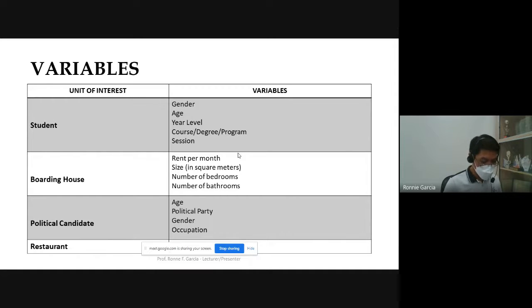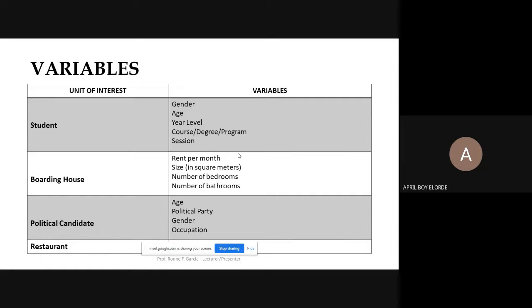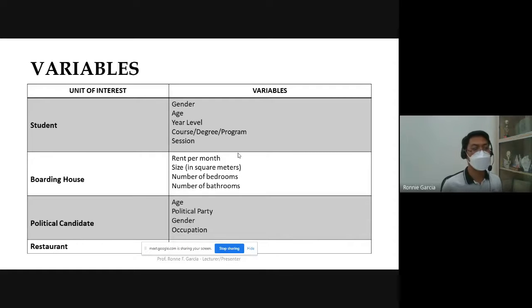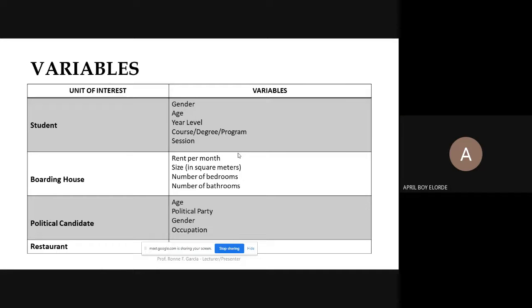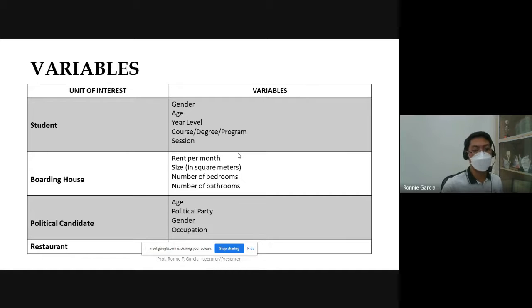Another one from April Boy. Yes, sir. Do you have more answers? Kuan sir, design sir. Design of the boarding house. So pwede nimo i-classify, yes, unsay mga different designs nga available sa boarding house.